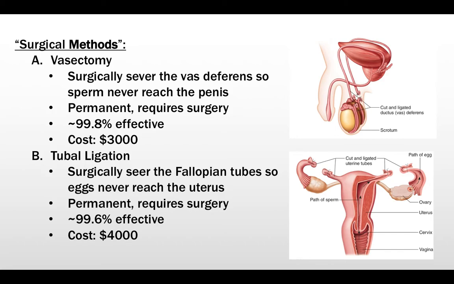Same type of deal in women, we can surgically sever the fallopian tubes so the eggs never reach the uterus. Also permanent, also requiring surgery, a little more expensive because it's deeper within the woman's body. Though both of these do have a slight failure rate because your body sometimes fixes the tubes. It can guide them back towards each other and sort of reverse itself. But these are the absolute most effective ways to prevent childbirth if that's where you're at in your life.